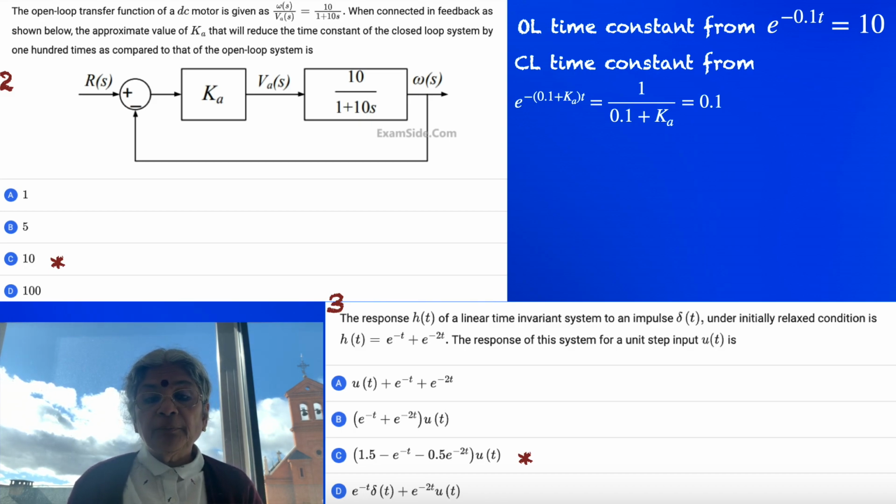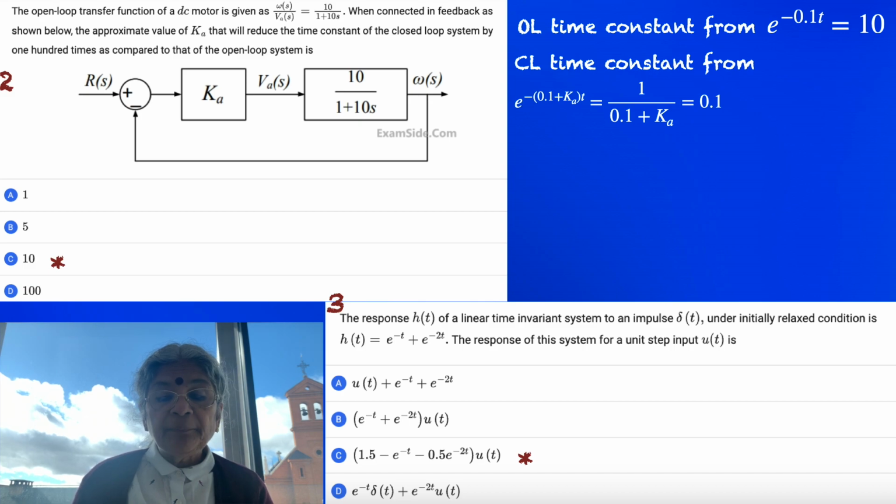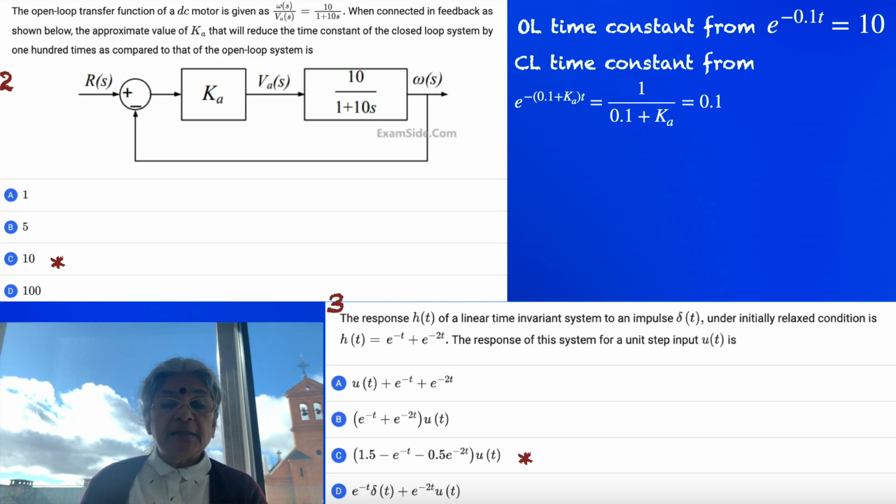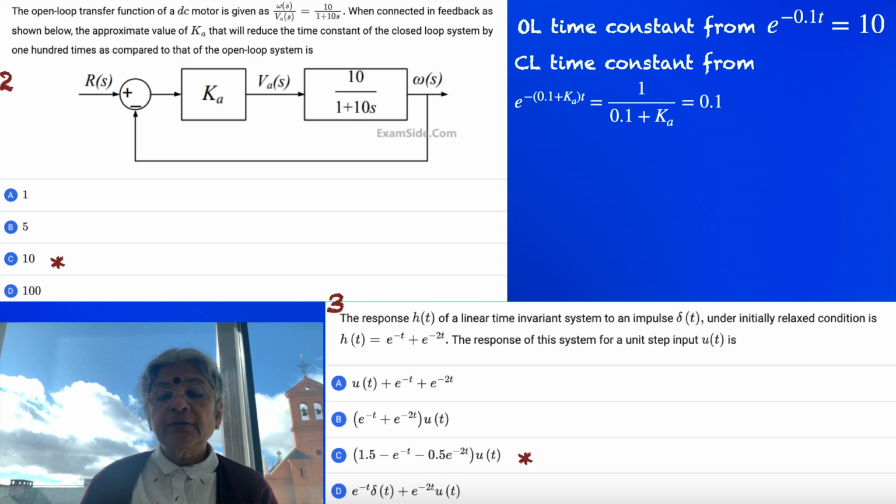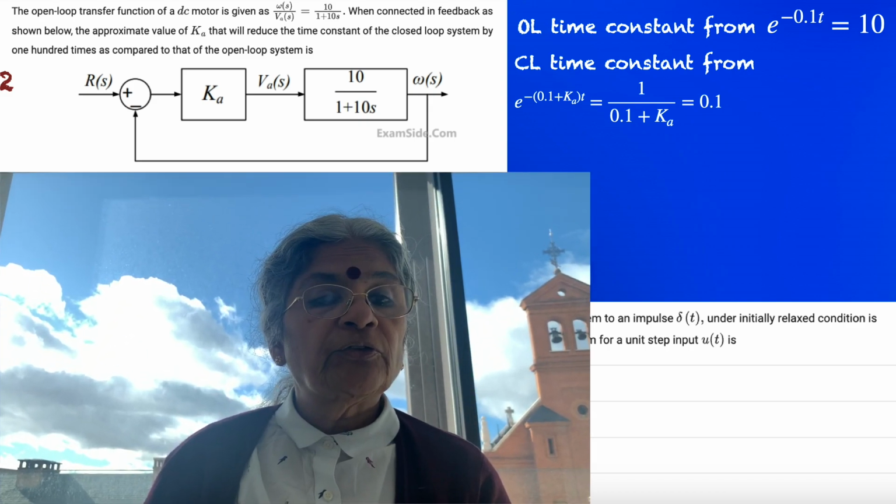at t equal to 0, there is an initial relaxed system, so the output will be equal to 0. So you need a constant which will negate minus 1 minus 0.5, or minus 1.5, at t equal to 0. So we have 1.5 minus e raised to minus t minus 0.5 e raised to minus 2t as the response of this system to a unit step input at t equal to 0. Okay, so let's go to the next problem, the fourth one.